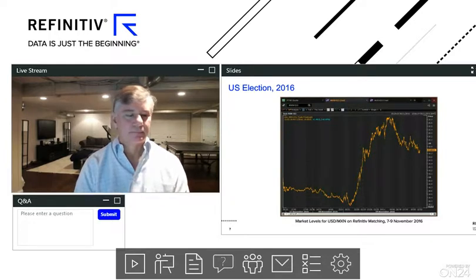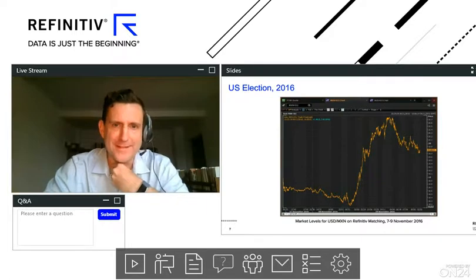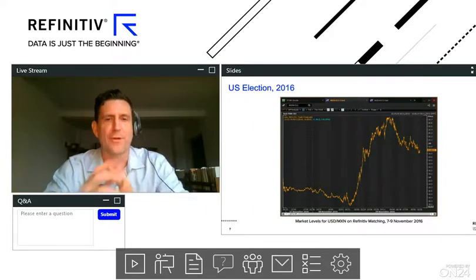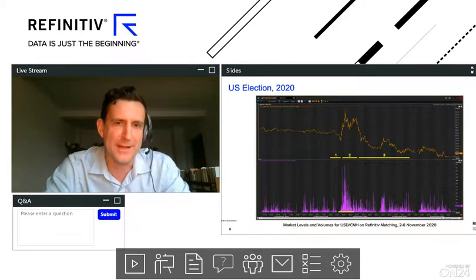Yes, and you can see that was a pretty dramatic move. But I think this time around is interesting, and a more interesting currency pair to look at is perhaps dollar RMB. Neil, do you have any thoughts on this?